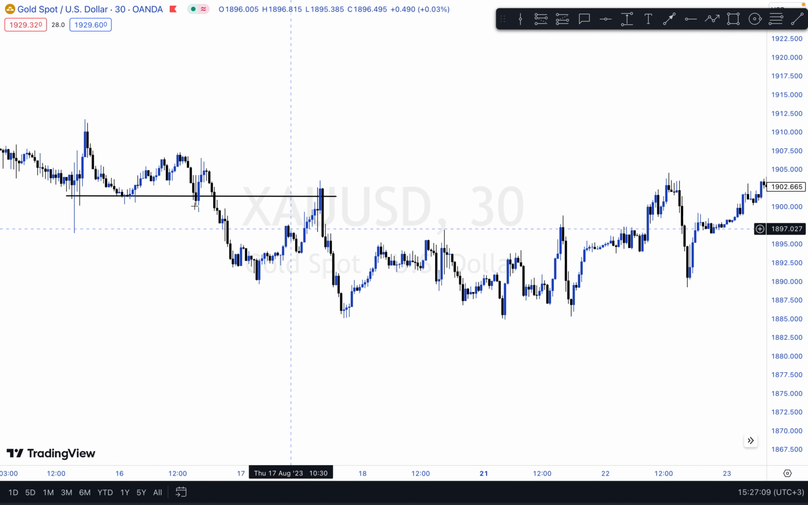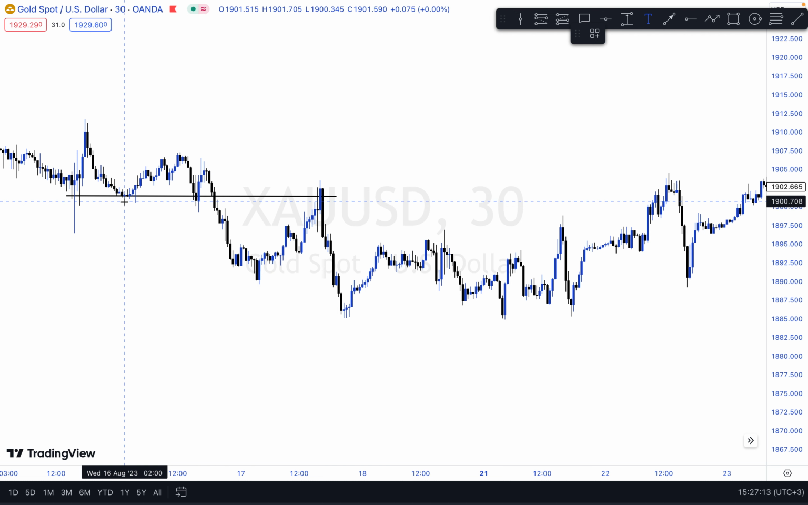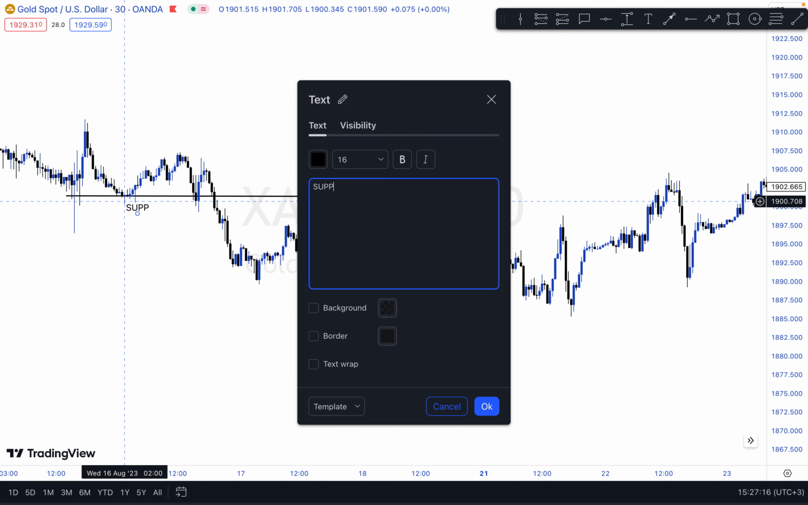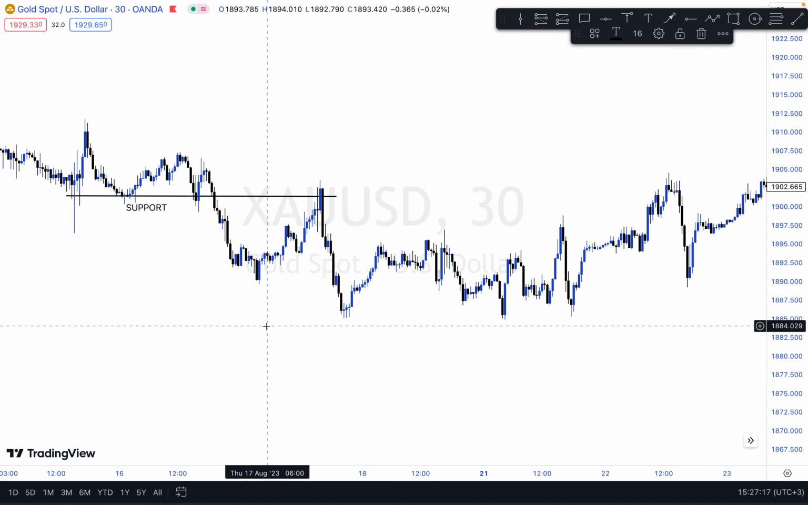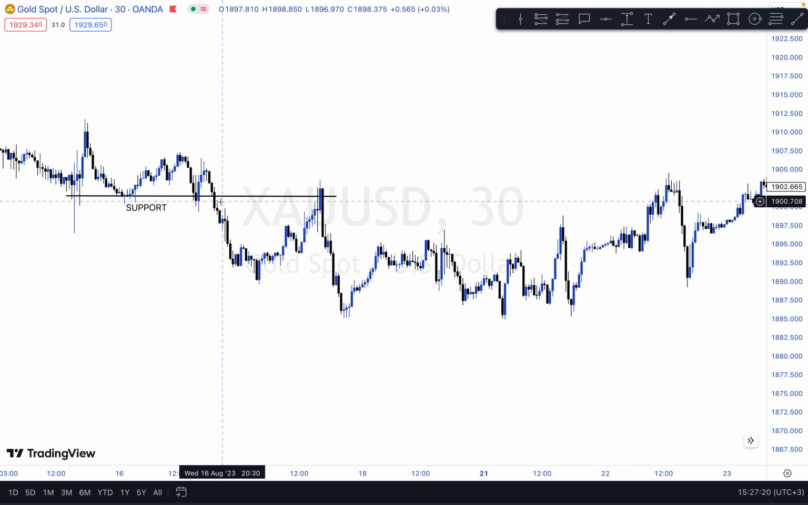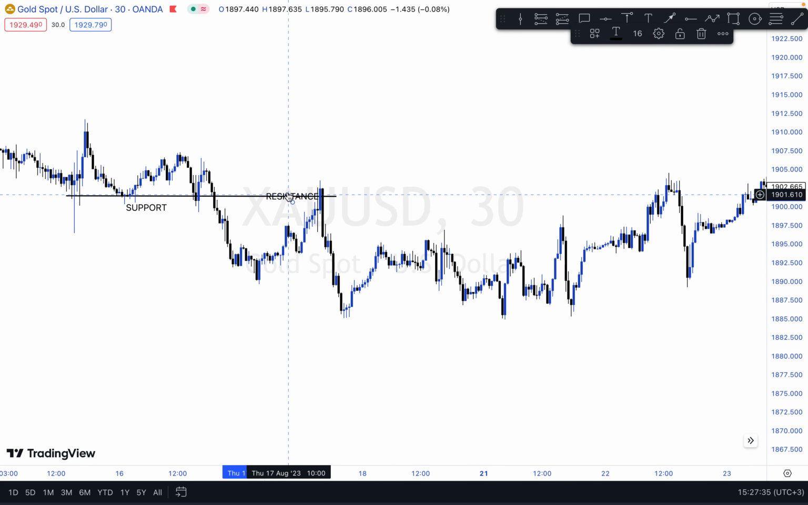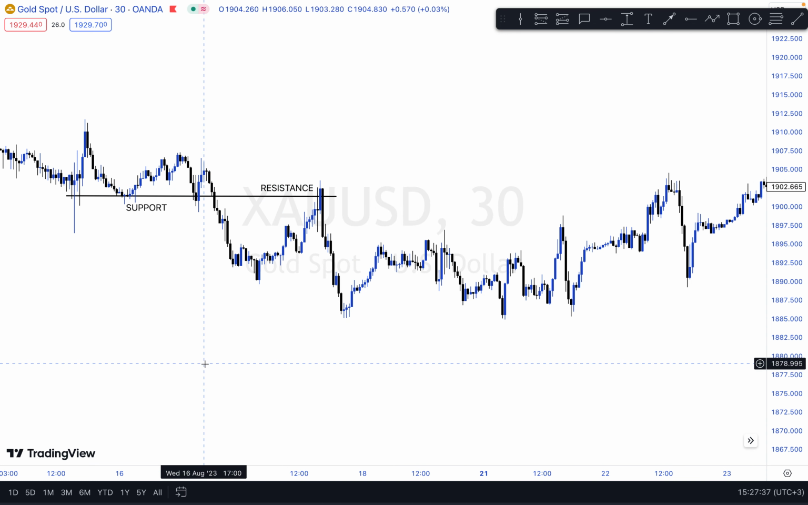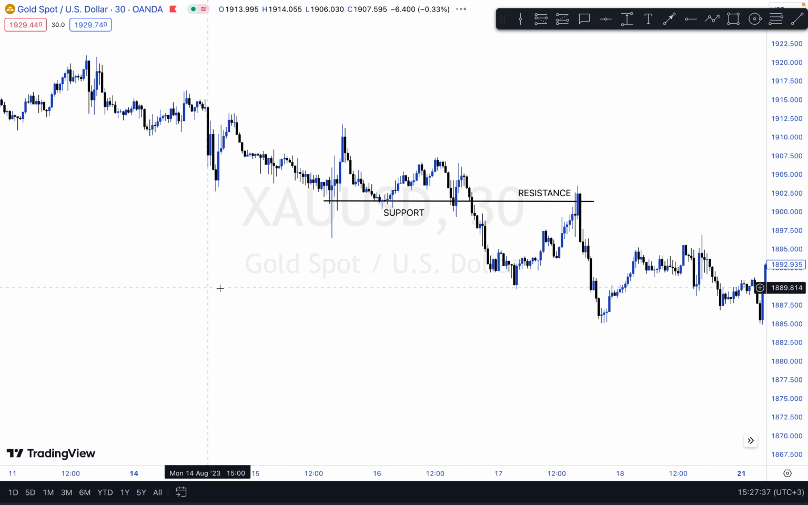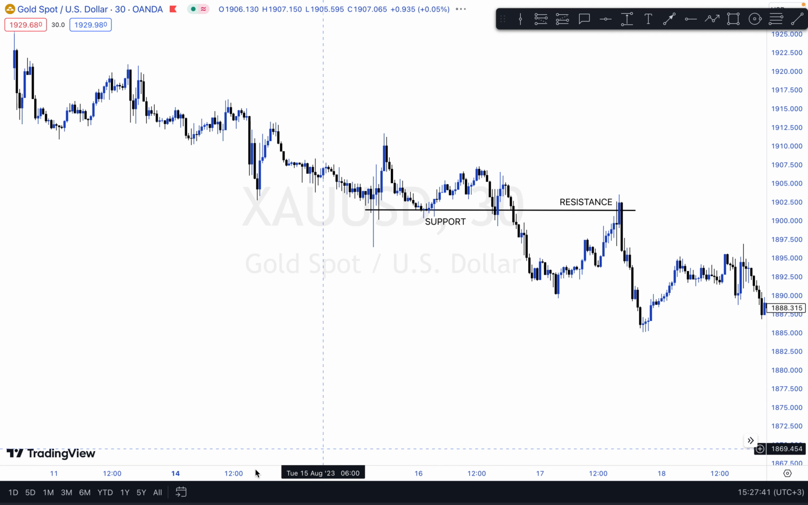You can see the support right here. We actually change a resistance. Okay, so this is the support. We have the support to be support. Still then we broke below. This is the breaker candle. Then we came to the downside, and over here it serves as resistance. The same price serves as resistance. Pretty nice.